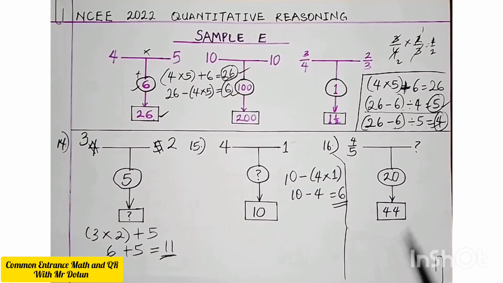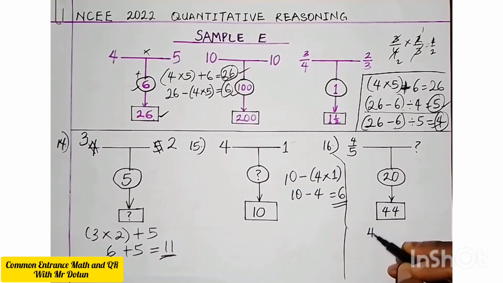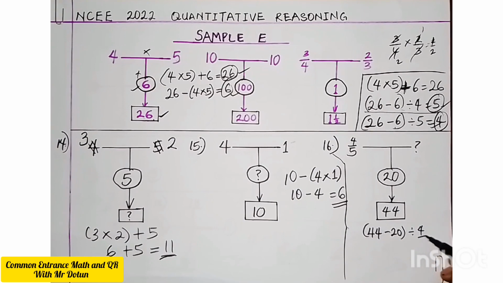This minus this. So we're going to do 44 minus 20 first. Then whatever we get, we divide it by 4 over 5. So 44 minus 20 is 24. So 24 divided by 4 over 5 is the same thing as 24 times 5 over 4.